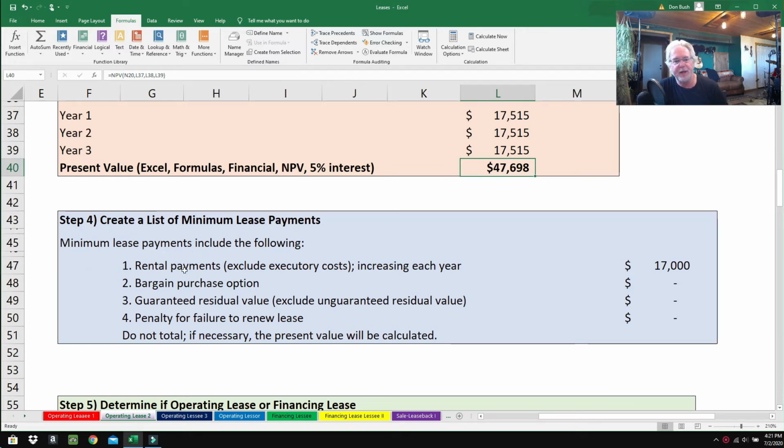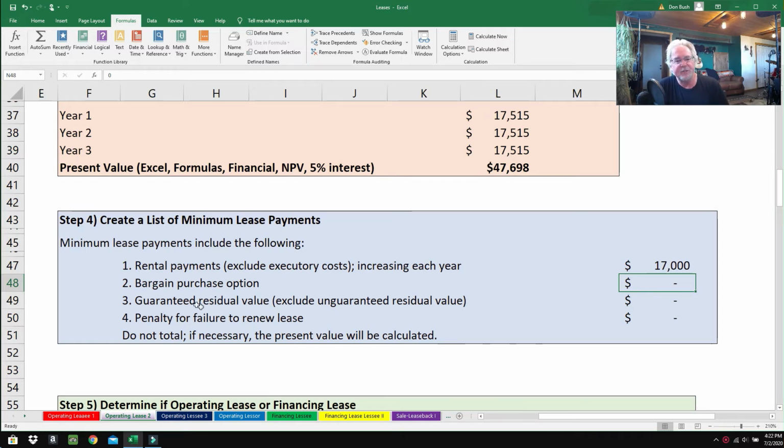The rental payments, excluding executory costs. And I made a note here, they're increasing each year. I just put the first payment there. And we're going to use it to figure out the capitalization amount. Bargain purchase option. There's no bargain purchase option. When we get to construction, we'll not be able to purchase that truck for $1 or some ridiculously low price that they could not refuse.